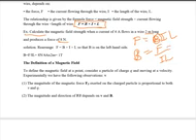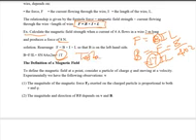Therefore, the force is how much? The force on the wire is 8, the current is 4, and the wire length is 2. Therefore, finally we get how much? 1 Tesla. Therefore, the SI unit of magnetic field strength is Tesla, and it is symbolized by T.